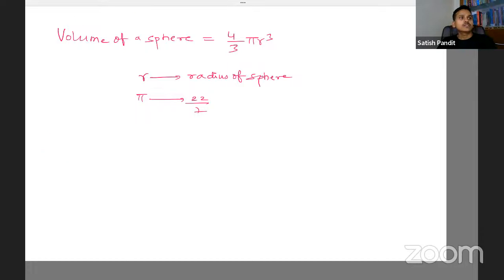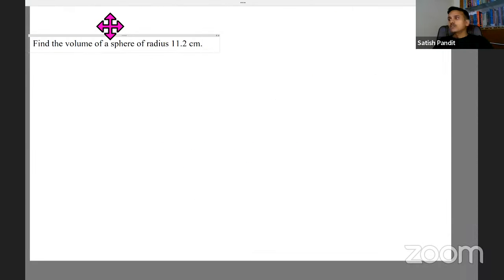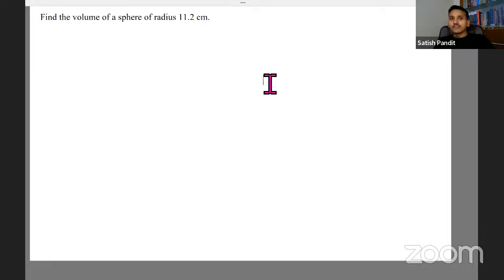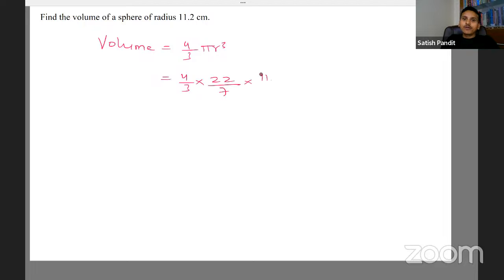We'll solve this question. Find the volume of a sphere of radius 11.2 centimeter. Okay. So radius is given, so we can find the volume. What will be the volume? Volume will be 4 by 3 pi r cube. So 4 by 3 into 22 by 7. What is r? 11.2 into 11.2 into 11.2.